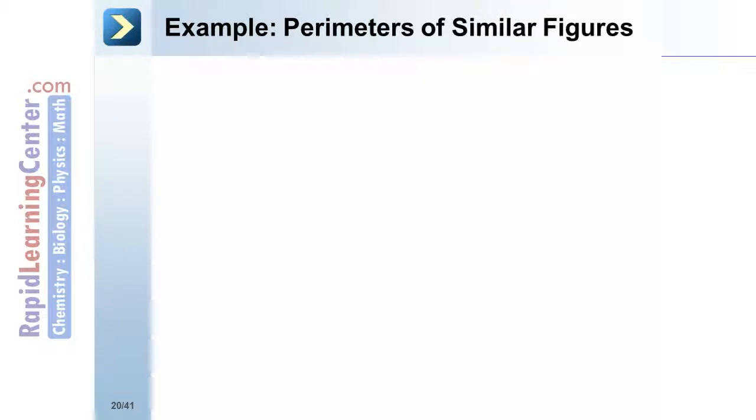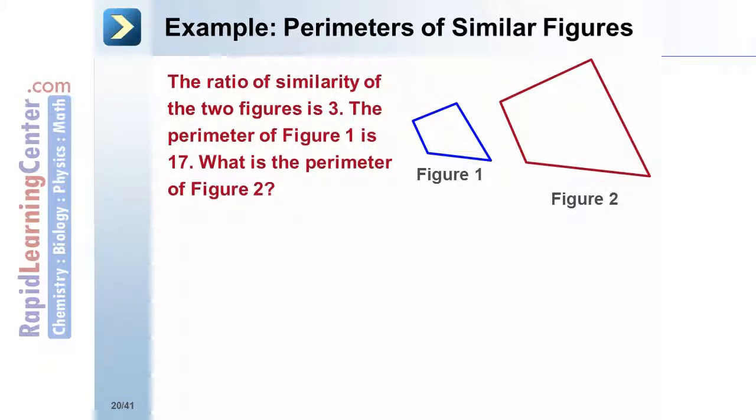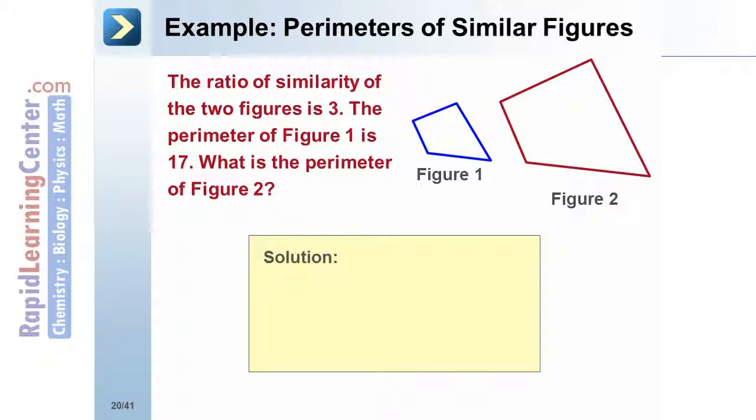Example: perimeters of similar figures. The ratio of similarity of the two figures is 3. The perimeter of figure 1 is 17. What is the perimeter of figure 2? Solution: the perimeter of figure 2 equals the ratio of similarity times the perimeter of figure 1. Substitute the given values into the equation to get 3 times 17. The perimeter of figure 2 is 51.